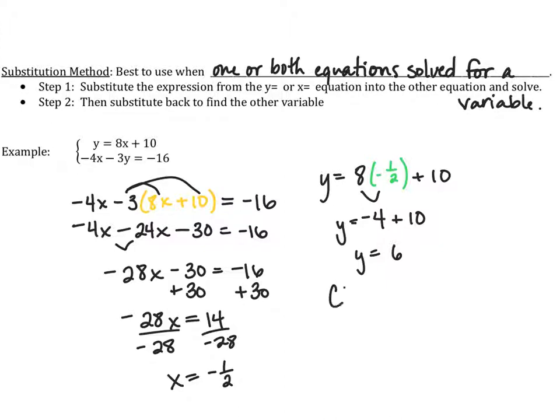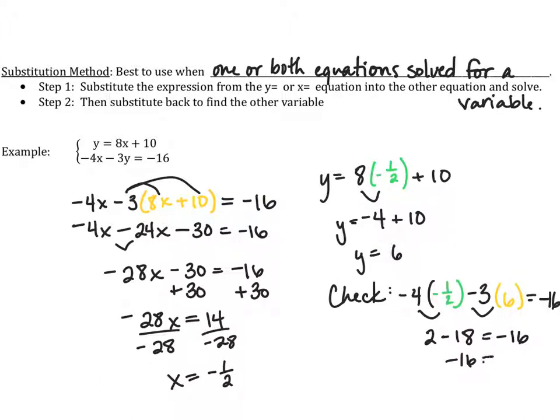You can also check by putting both values, 6 and negative 1/2, into that second equation. So I would put negative 4, my x value of negative 1/2, minus 3 times my y value of 6. And that should equal negative 16. So negative 4 times negative 1/2 is a positive 2. Negative 3 times 6 is negative 18. So I have 2 minus 18 equals negative 16, and that is true. So checked my point of intersection then, and my solution is negative 1/2, 6.